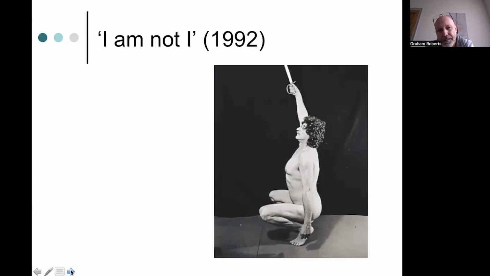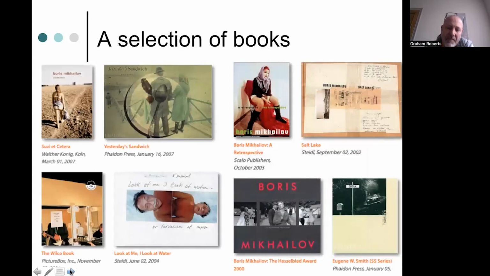He's a very, very versatile photographer, which is interesting, but it's also difficult if you're coming at him as a researcher, because it's difficult to get a real handle on him, because he is so versatile and his work is so heterogeneous. Now, there's a selection of books, lots and lots of books on him. Many are in German because he works in Germany and because there've been a lot of exhibitions of his work in Germany.